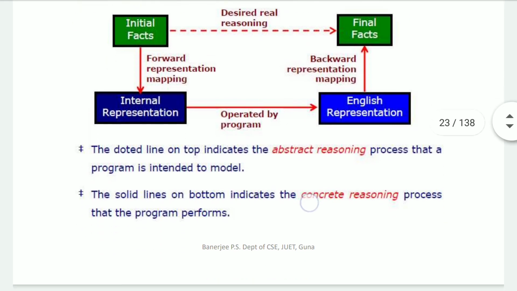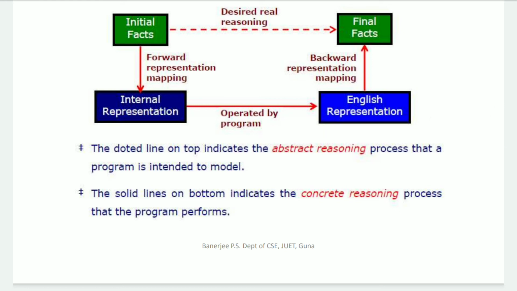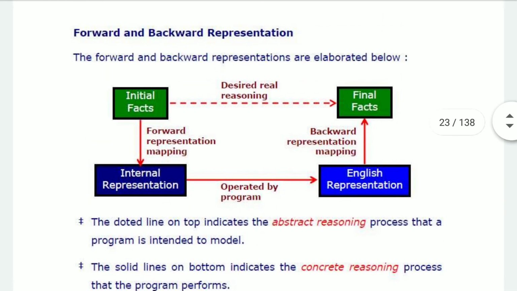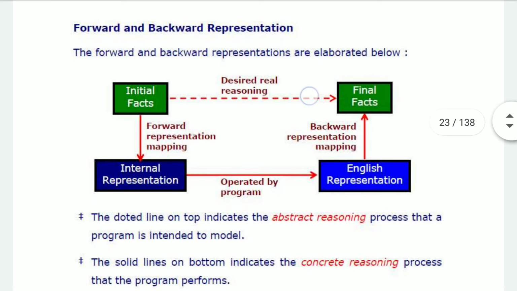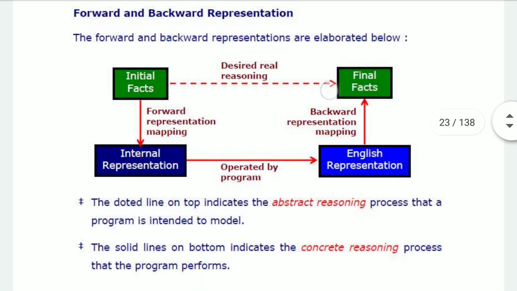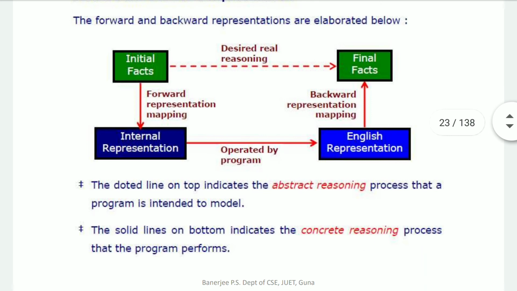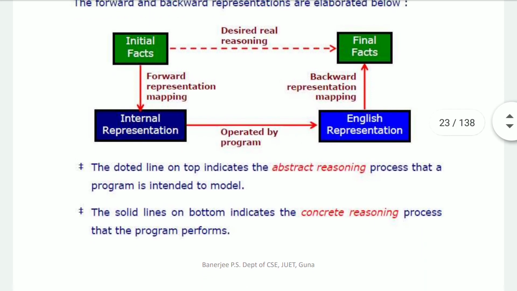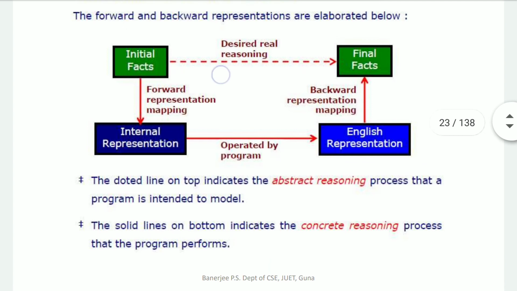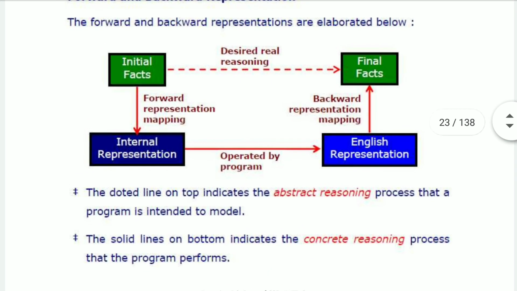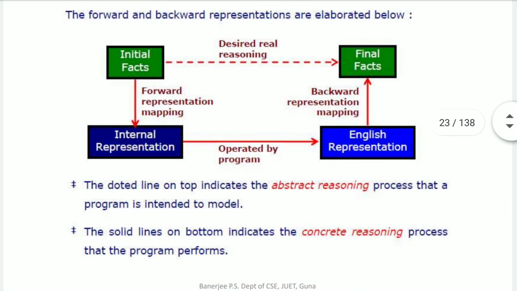Now, the dotted line on the top indicates an abstract reasoning. This is not a formal one, this is an informal one. So we are talking about the abstract reasoning part here, whereas the concrete reasoning parts are represented by the solid lines. So basically it is a kind of a cyclic process when we move from the initial state to that of the final state, right?